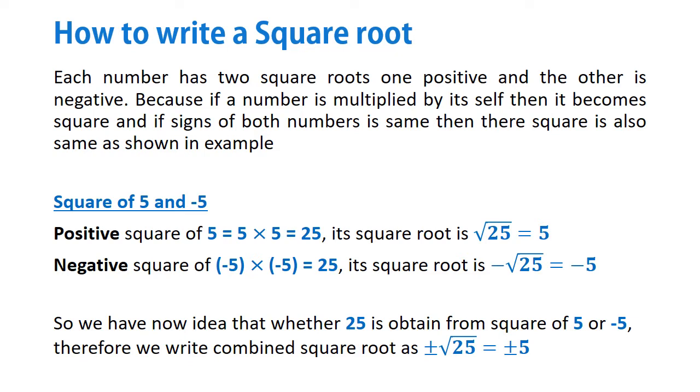Square of 5 and minus 5. Positive square of 5 equals 5 multiplied by 5 equals 25, and the positive root of 25 is 5. Negative square of 5 equals minus 5 multiplied by minus 5 equals 25, and the negative root of 25 is minus 5. So we have no idea whether 25 is obtained from the square of 5 or minus 5, therefore we write the combined square root as plus minus root of 25, that is equal to plus minus 5.